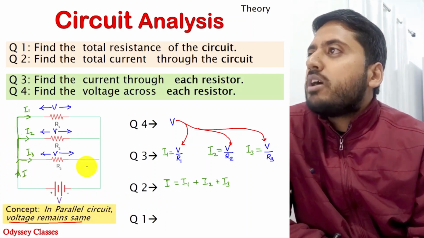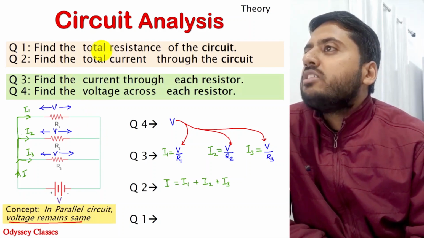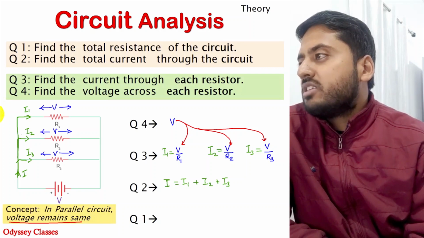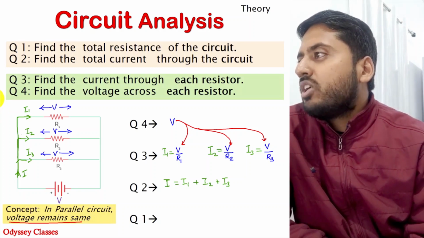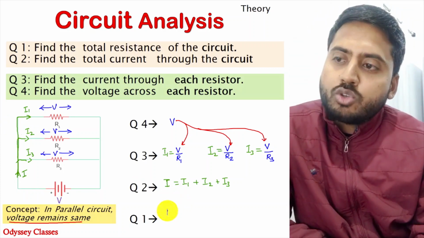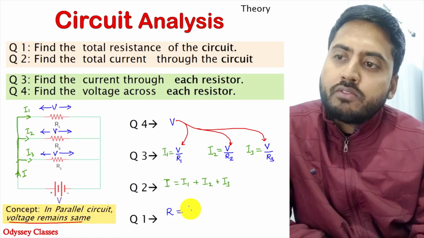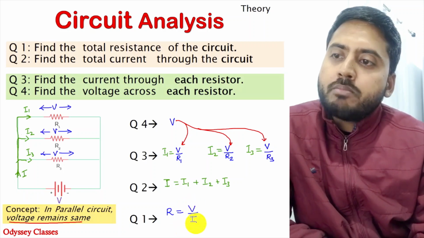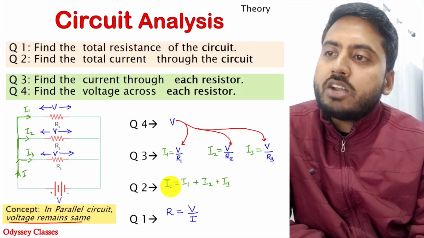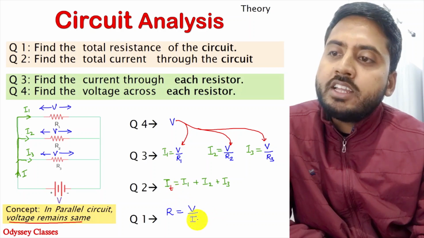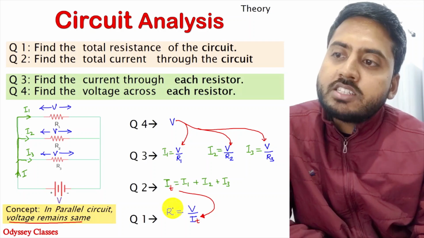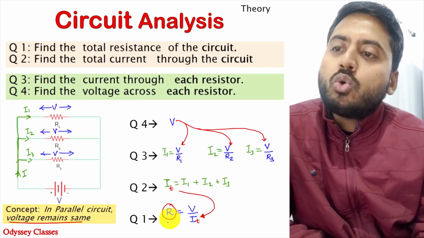Okay, the last part of the question is to find the total resistance of the circuit. Now here we have two methods. We can simply use Ohm's law and we can get the answer. So let's say we have to find R. We can say R equals V by I. This is what we know. But what is I here? This I is the total current that we have calculated. Let me call this IT. So the same current is here.